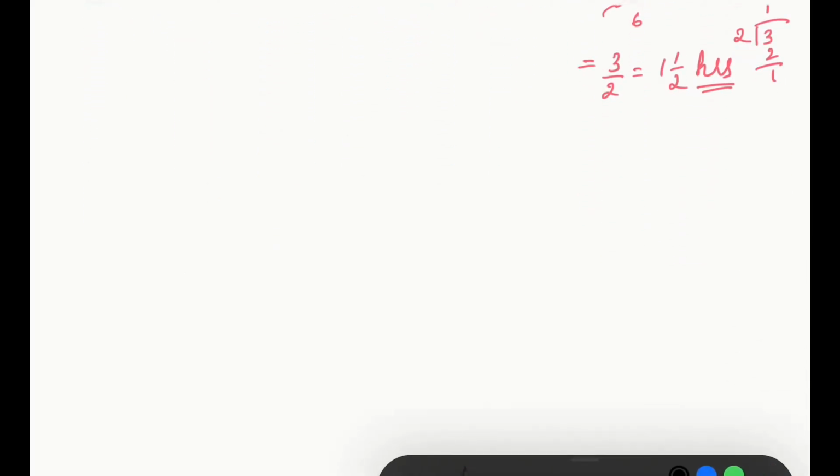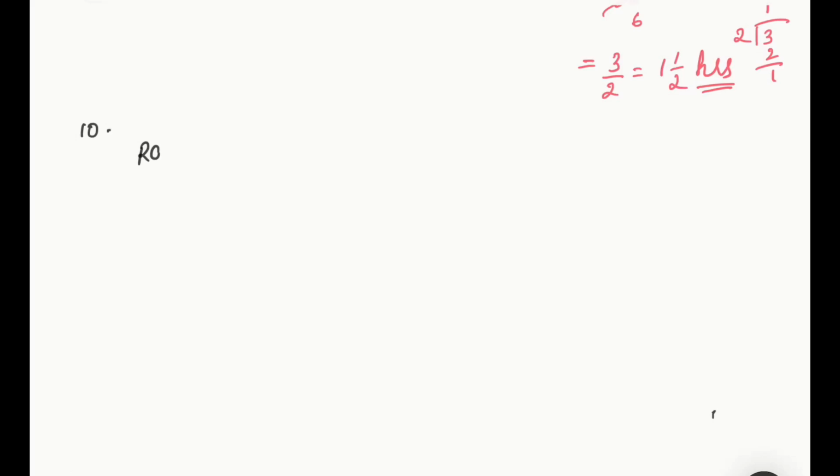Now coming to the 10th question. Question number 10. If it has rained 276 centimeter in last 3 days. Rained 276 centimeter in 3 days. How many centimeter of rain will fall in 1 week? That is 7 days. So you need to find out how many centimeter of rain has fallen in 1 day.